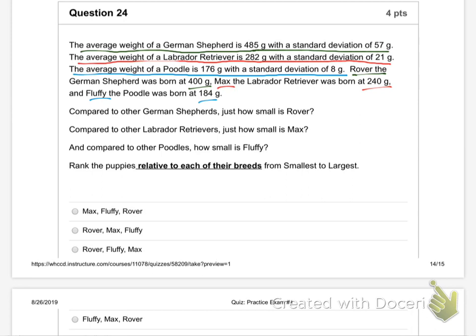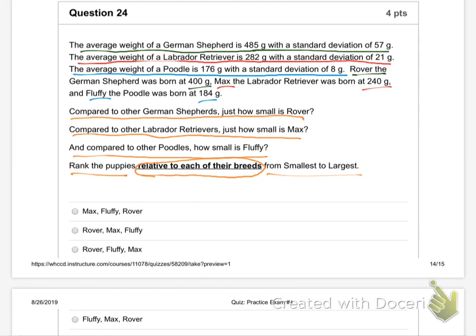And then they ask us, compared to the other, here, I'll change my color. They say, compared to the other German Shepherds, just how small is Rover? Compared to the other Labrador Retrievers, just how small is Max? And compared to other Poodles, how small is Fluffy? Rank the puppies relative to their own breeds. That's the key. From smallest to largest. Whenever you get a question, and you will have one on the exam, whenever you get a question that asks you to rank things relative to a group.